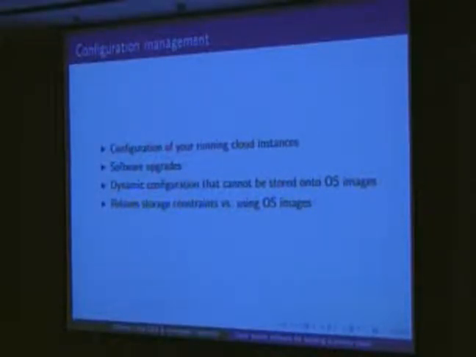The reason you would want configuration management instead of machine images would be something like software upgrades. You want to have zero downtime, so while you're running your cloud, you want to upgrade the machines as they are running. The other thing is there may be dynamic configurations that cannot be stored on OS images. For example, a lot of database systems, at least the centralized ones, need to know who their master is, and a lot of times you won't know what that master is until you have the master running. So you can't save off the master information until you've started up the master. So you need something like configuration management.